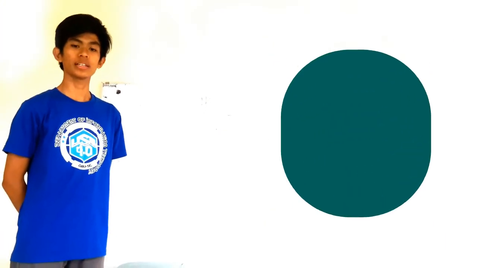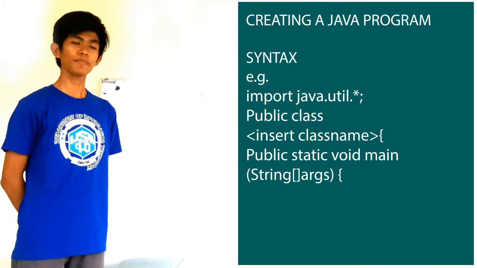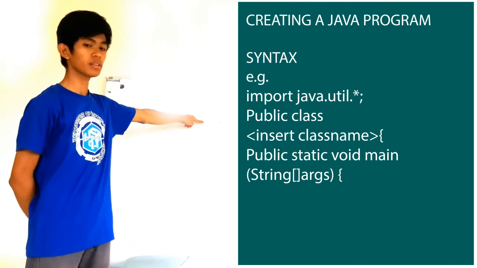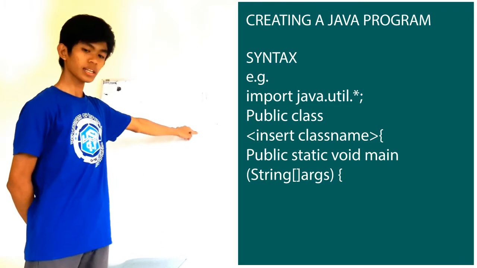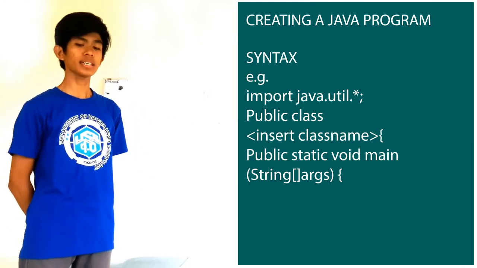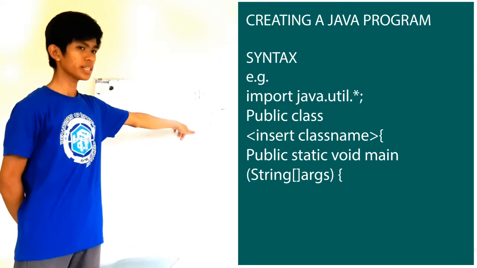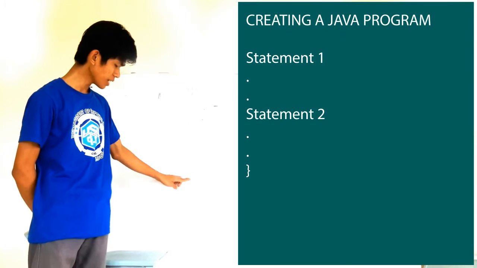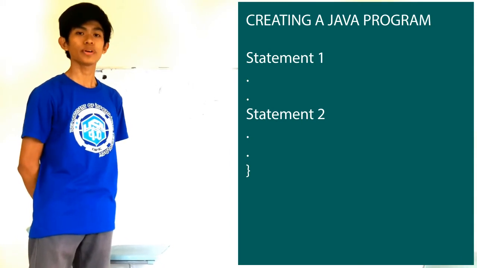Let's now proceed on how you will create the Java program. This is the syntax for your guide in creating a program. The import statement first. Let's use import java.util.*; Then the syntax of the class: public class, then insert the class name, then open braces. Then the syntax of the main method: public static void main(String[] args), then open braces. Then your statements: statement 1, statement 2. Then to end your program, put in the closing braces.